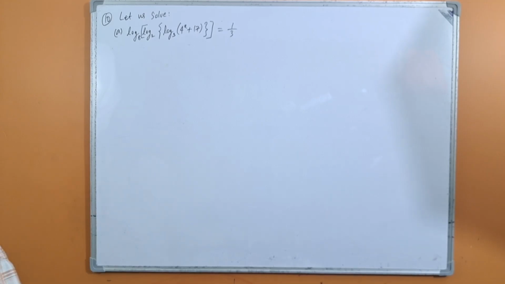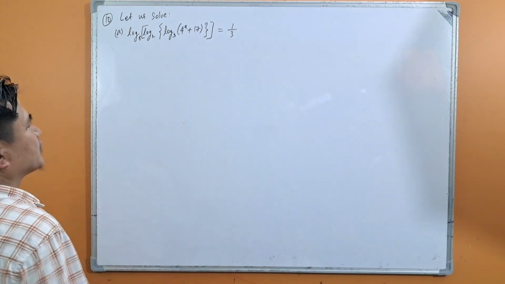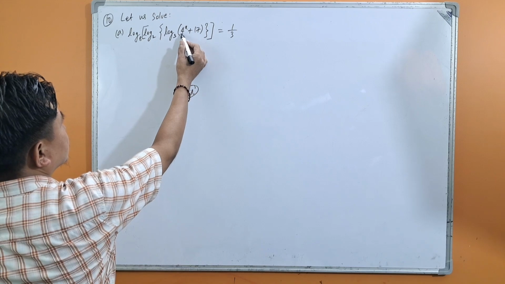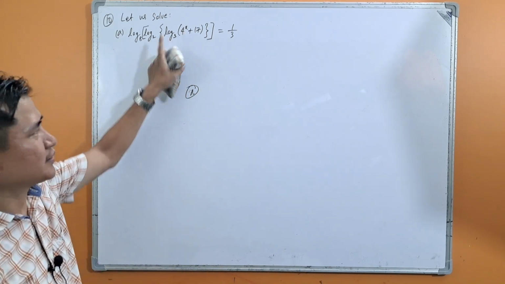Question number A of 10. This is the given equation and we are asked to solve this equation. Solve means we are asked to find the value of x. We can see x here, 4 to the power x, isn't it? So we will find the value of this x.